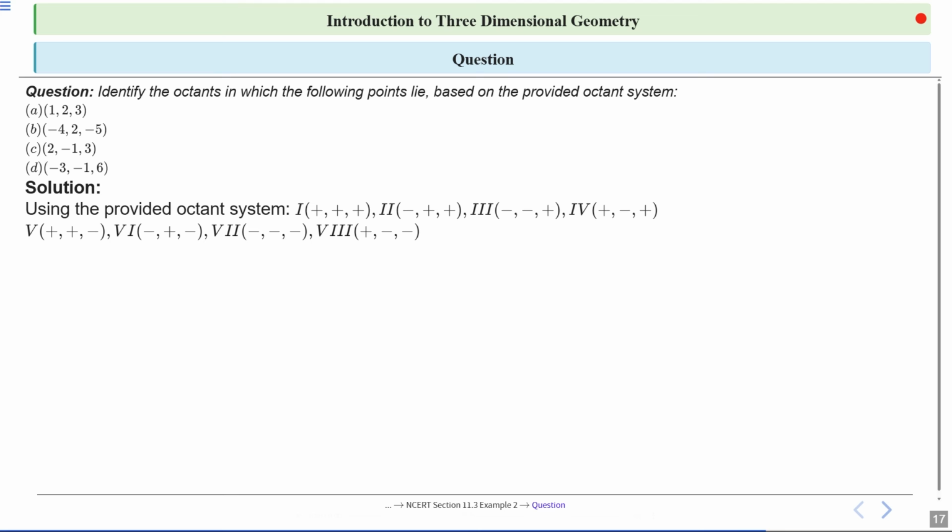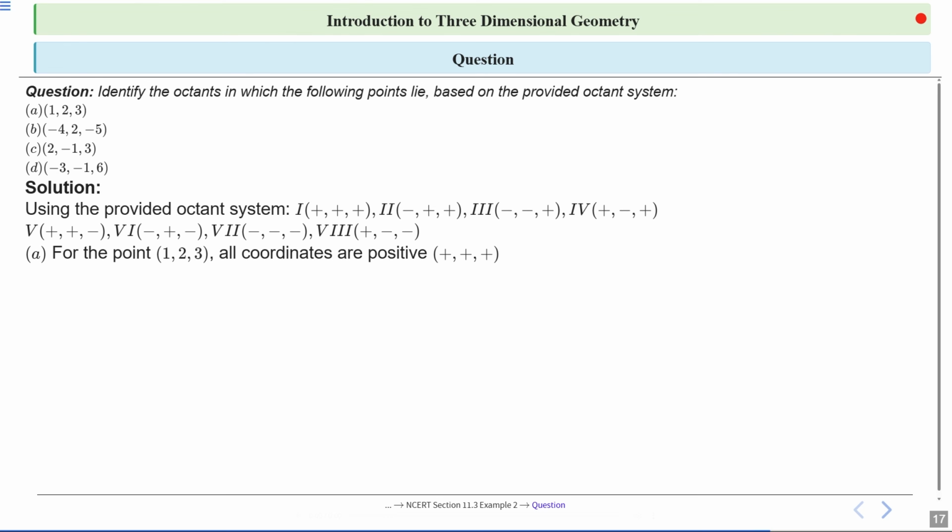So using the provided octant system, the signs of x, y and z in different octants are as follows. For first octant, plus, plus, plus. For second octant, minus, plus, plus. For third octant, minus, minus, plus. For fourth octant, plus, minus, plus. For fifth octant, plus, plus, minus. For sixth octant, minus, plus, minus. For seventh octant, minus, minus, minus. And for eighth octant, plus, minus, minus.